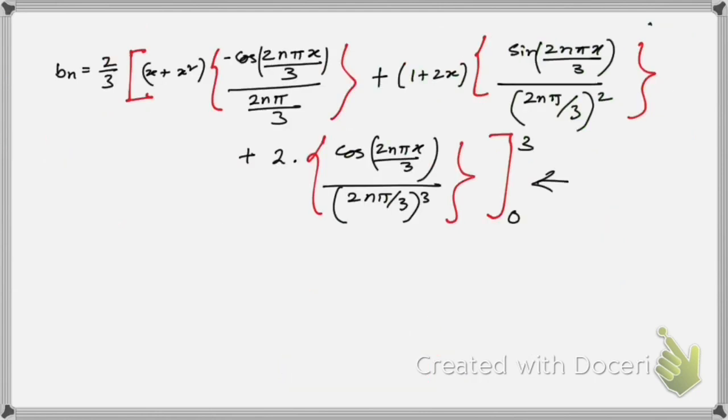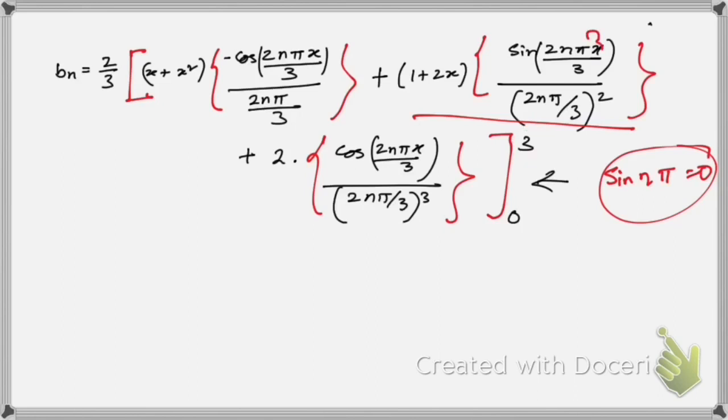Again, as I have already said, sine n pi is 0, so that is why we're going to ignore this term, right? Again, when you put this upper limit 3 here, that's going to be sine twice n pi, so 3 will be cancelled, right? That's why it's going to be 0. And if you put 0, obviously sine 0 is 0, so we're going to ignore this term containing sine. So we're going to deal with only these two terms containing cos, right?